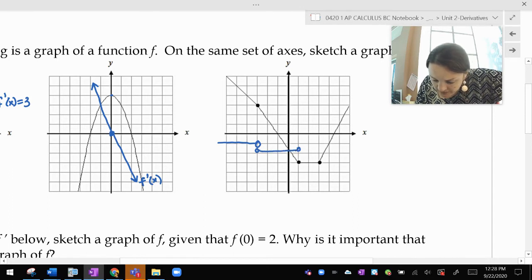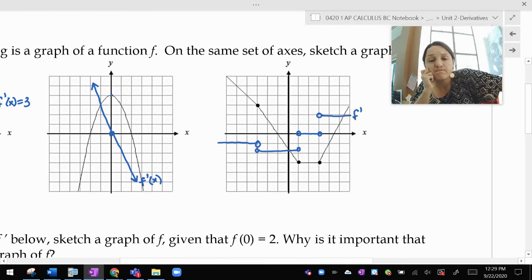Then my slope is 0 from x equals 1 to x equals 3. So my derivative equals 0. And then my slope is up 2, right 1, so my slope is 2 from there on out. And there's f prime.